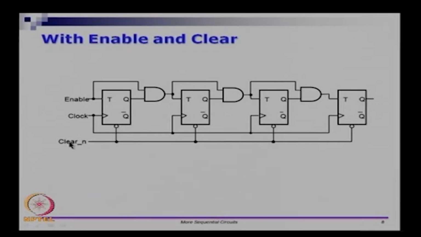The clear signal, if clear bar is 0, then clear is 1, right. So, if clear bar is 0, then clear is 1, and this will go and clear all the flip flops. However, if clear bar is 1, then clear will be 0, which means the counter will count as though it is a regular counter. So, this is a fairly simple circuit which has enable added and clear added.